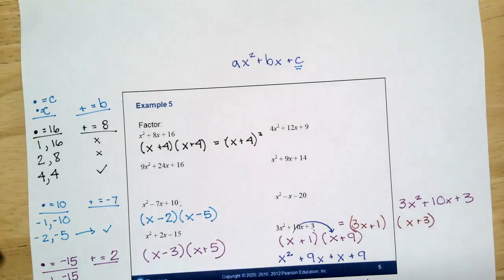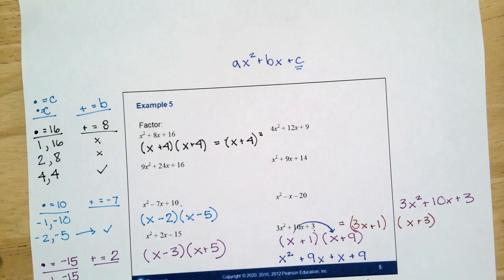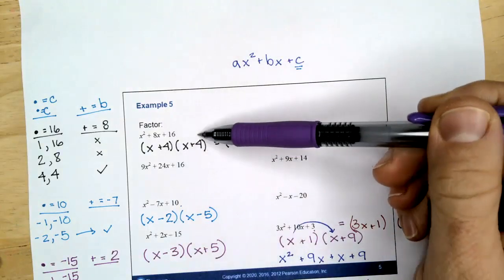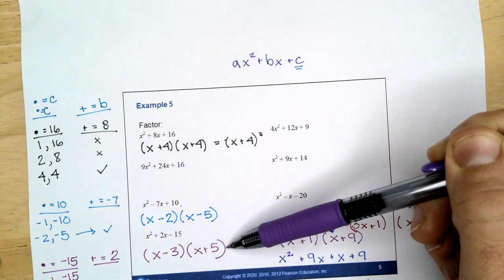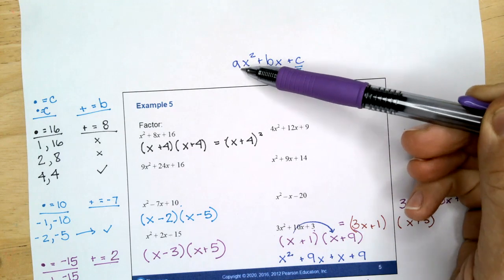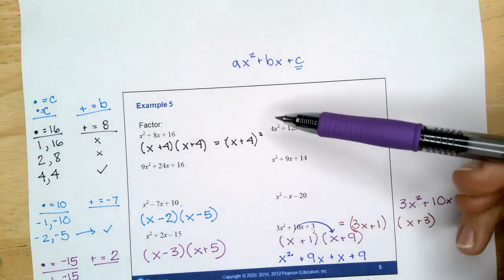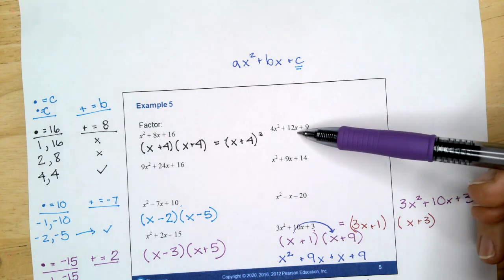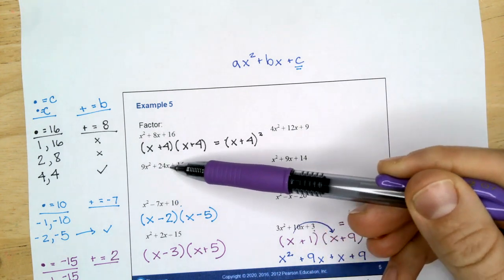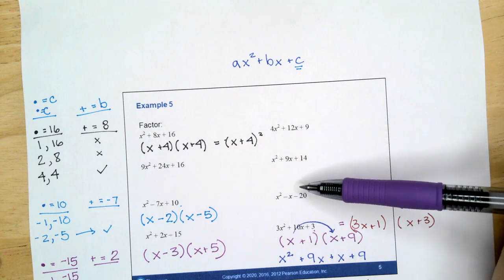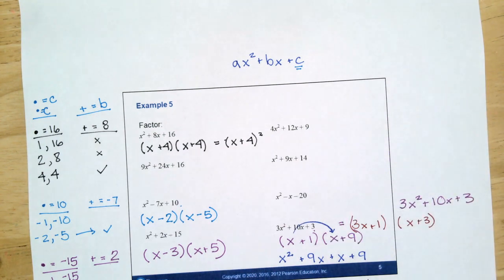All right, I wanted to just run through those last 4 examples with you. So we did 1, 2, 3 examples when a is equal to 1. We did 1 example when a is equal to a number greater than 1. So I'm going to do 4x squared plus 12x plus 9. Then I'm going to do 9x squared plus 24x plus 16. Then I'm going to come back to the last 2 where a is again 1.